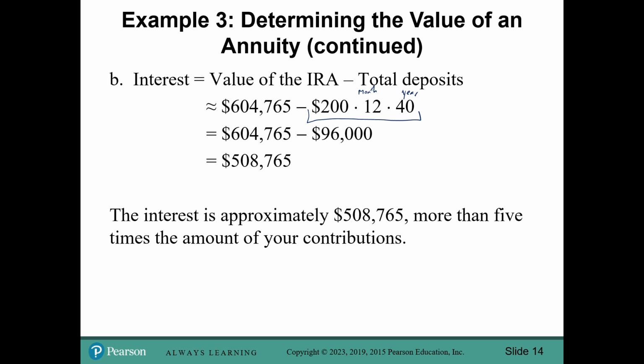What we actually returned in value for the IRA was $604,765. If we subtract those two numbers, we see that we have gained in interest $508,765. That's a lot of money. So the interest is approximately $508,765, more than 5 times the amount of your contributions. Like I said, a lot of money.